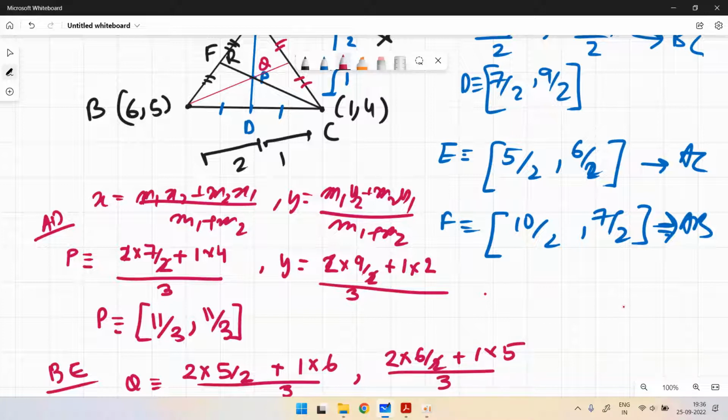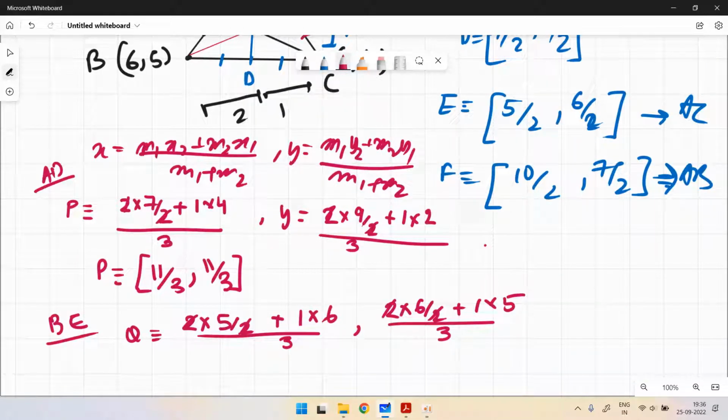This 2 and this 2 get cancelled. This is 1 and 2 is 2. This is 1. This is 5 plus 6 is 11. This will be Q is 11 by 3, and this is 11 by 3. So Q will be 11 by 3 and 11 by 3. Now AD and BE we have solved.